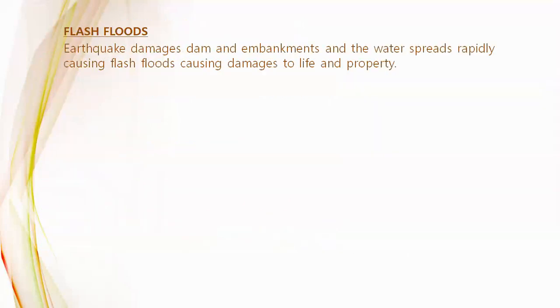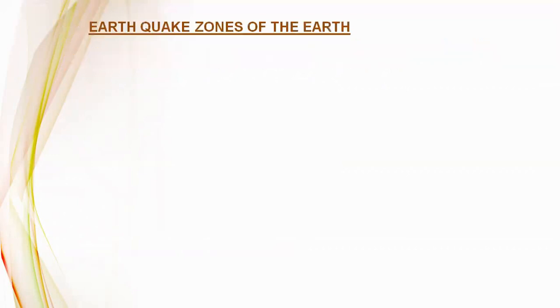Lastly, flash floods. When an earthquake occurs, dams and embankments collapse. Dams and embankments trap water. So when they collapse, the trapped water is released suddenly and rapidly, and it causes huge floods, causing lots of damage to life and property.